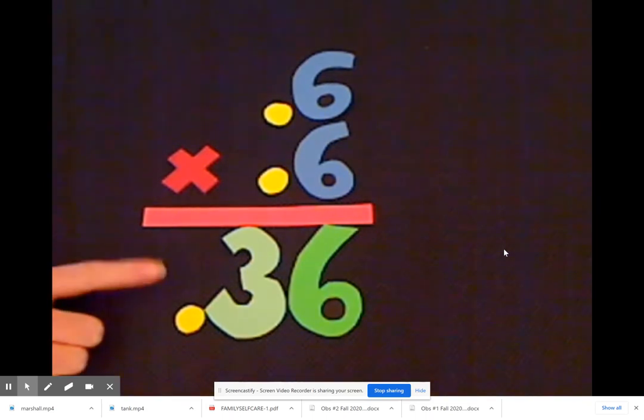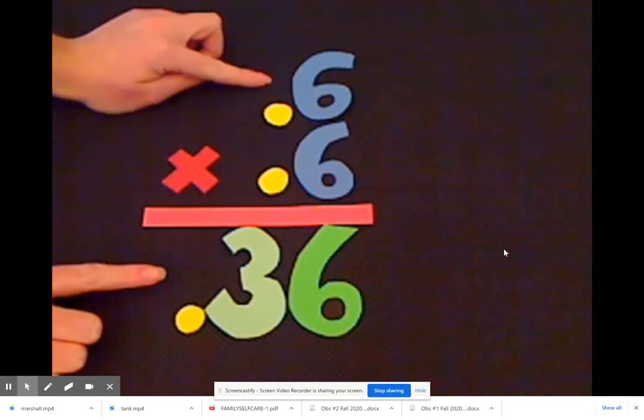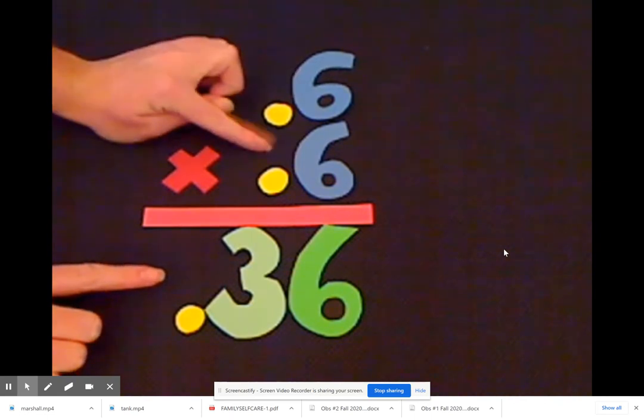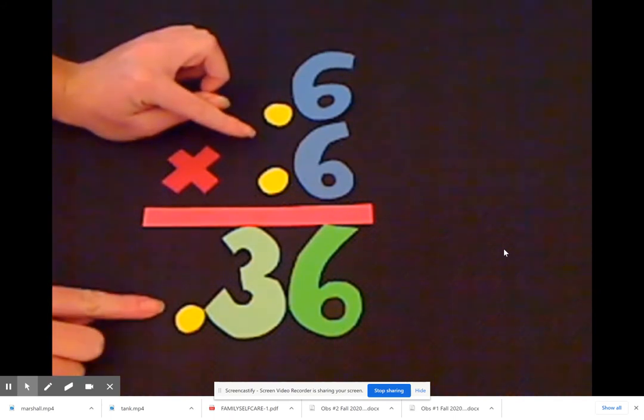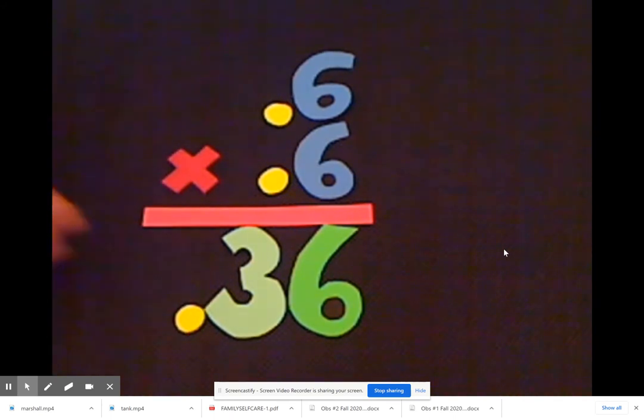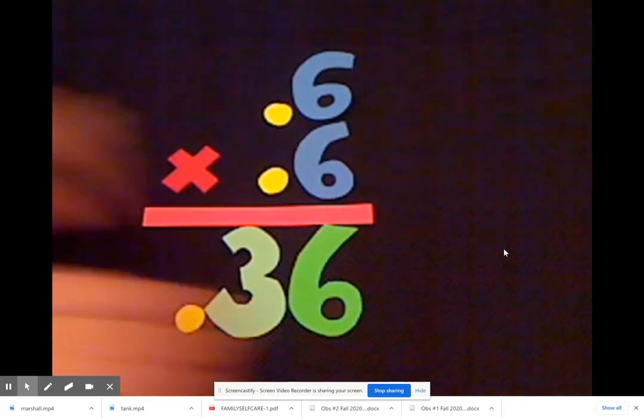So we know that this answer makes sense because we have a fraction of a whole with no whole number times another fraction of a whole. So we're taking a fraction of a fraction, and we end up with an even smaller fraction of a whole. So this looks like a good answer here. Let's try another one.